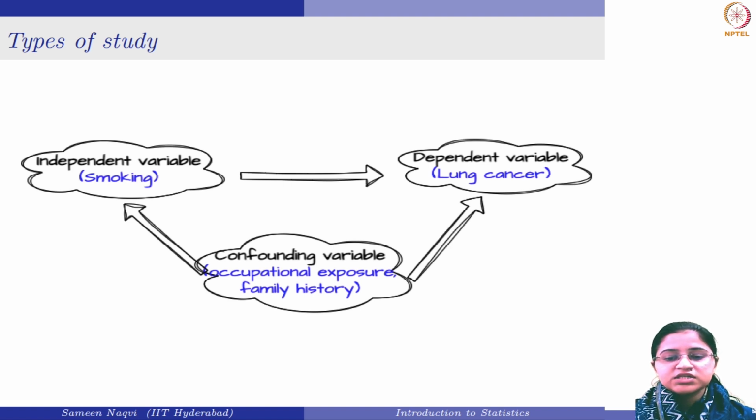So, these variables which we have not considered in our observational study are referred to as confounding variables, or you can say these are the external variables which influence both independent and dependent variables, making it seem like there exists a relationship between them. So it is important to take care of this confounding variable. In order to do that, we conduct experiments.